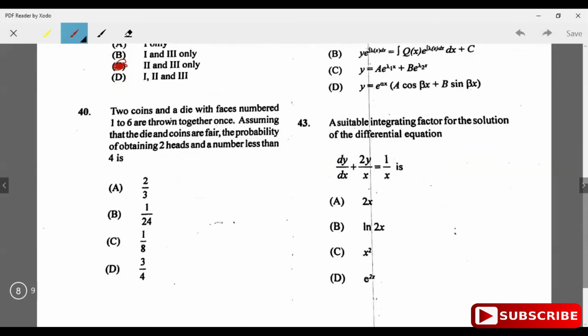Question 40. What's the question? Big repeat question. What's question 40?